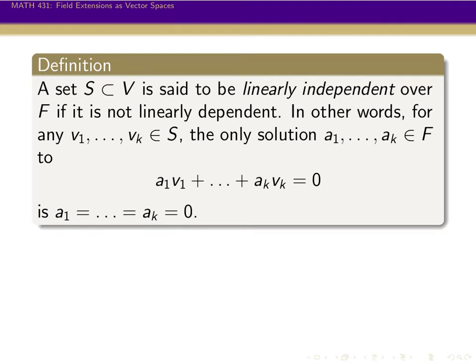So if a set is not linearly dependent, then we say that it's linearly independent. So what this means is that if you take any v1 through vk in the set, the only way to get a linear combination using v1 through vk to equal 0 is if all of the scalars, all of the coefficients you used, were 0 to begin with, right? And so there's only the trivial solution.